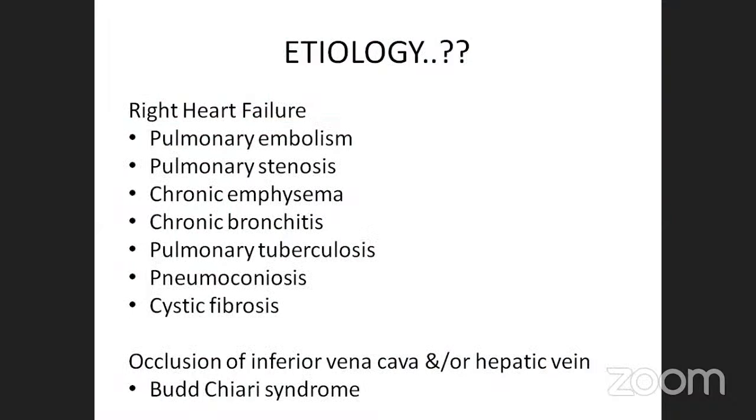Now the etiology. Whenever there is right-sided heart failure, the causes you can read are pulmonary embolism, pulmonary stenosis, emphysema, chronic bronchitis, pulmonary tuberculosis, cystic fibrosis. Another cause is occlusion of the inferior vena cava or the hepatic vein. And thirdly, Budd-Chiari syndrome. It is a separate syndrome; you should study it from the book.